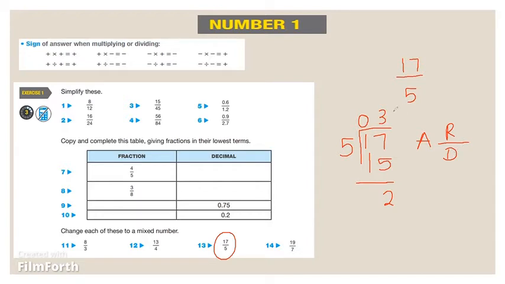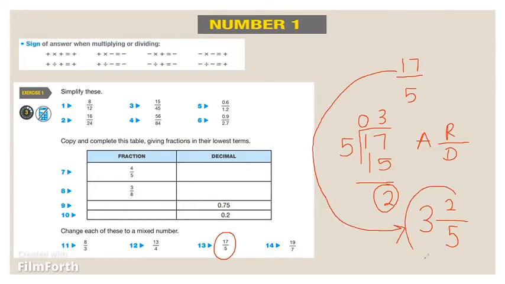So according to that, my answer is 3. So therefore, I can write 3. And what is my remainder? It's 2. So I can write that as my numerator. And my denominator is 5. So when I convert 17 over 5, that improper fraction, to a mixed number, I will get 3 and 2 out of 5, right? Now that is what you should know from this exercise 1.